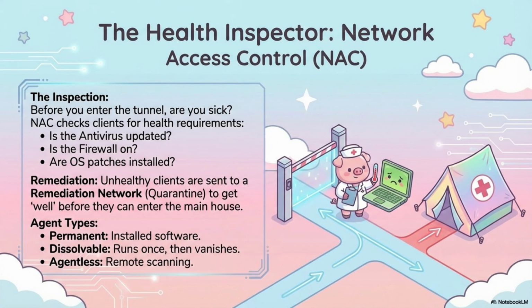Remote access introduces risk, which is why organizations use Network Access Control, or NAC. NAC inspects clients to ensure they meet predefined health requirements before granting access. These checks often include firewall status, patch levels, and antivirus updates. Unhealthy clients can be isolated on a remediation network where they can update and become compliant. Once healthy, they may request access again.